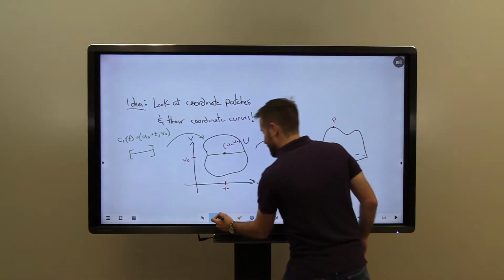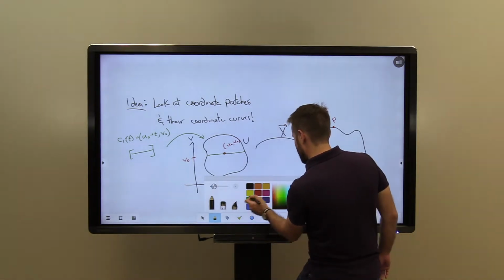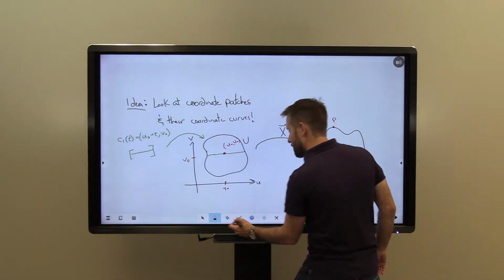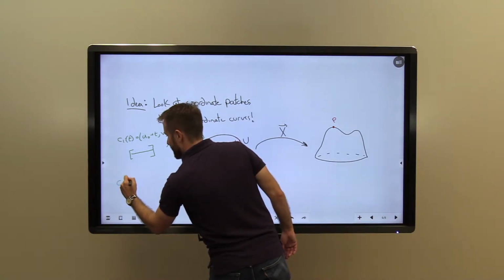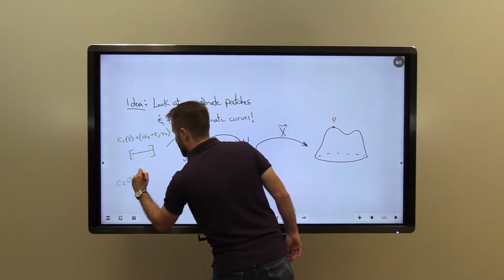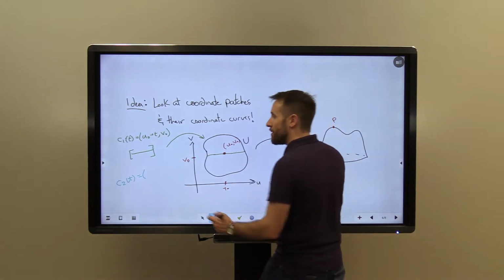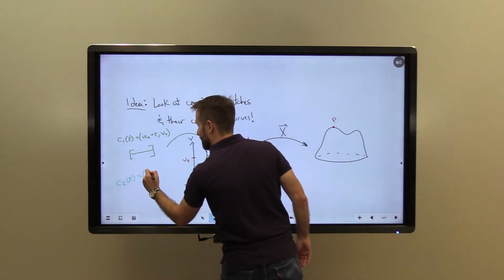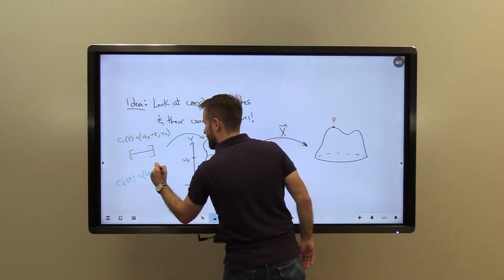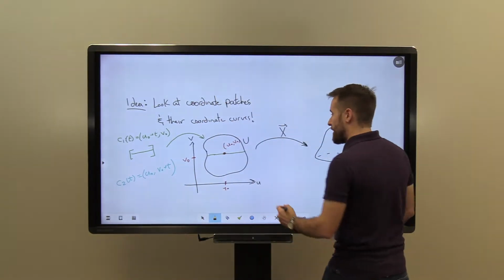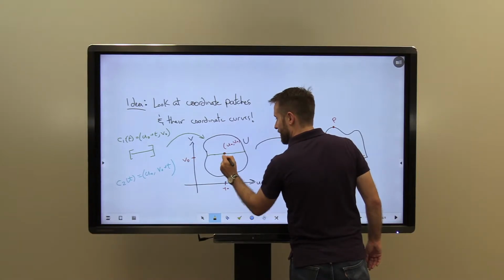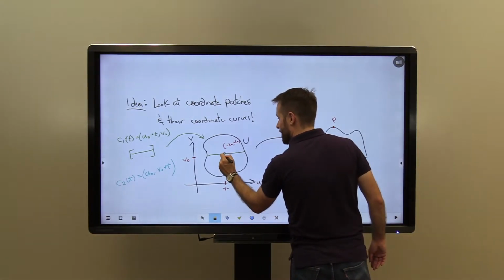And then similarly, we'll choose a different color for this one. We are going to have a C2 of t, and C2 of t is just going to be the curve that corresponds to our v coordinate. So it's going to keep u naught fixed, and then we're going to get v naught plus t for our v coordinate. And so we'll end up with this coordinate curve here.